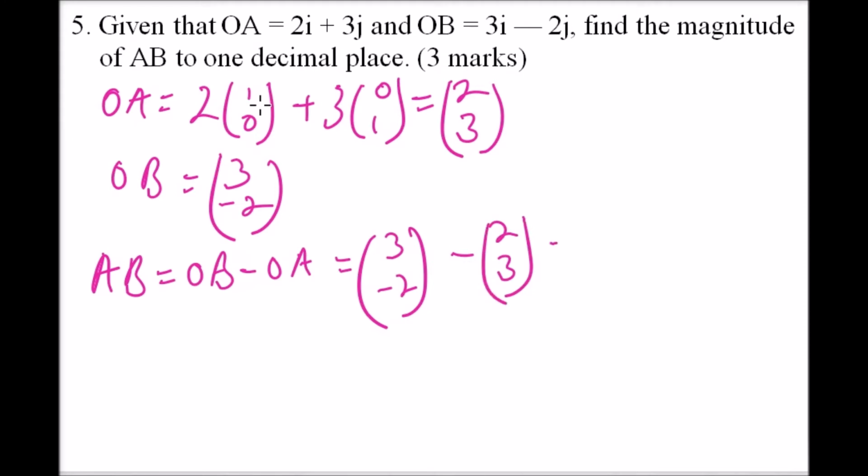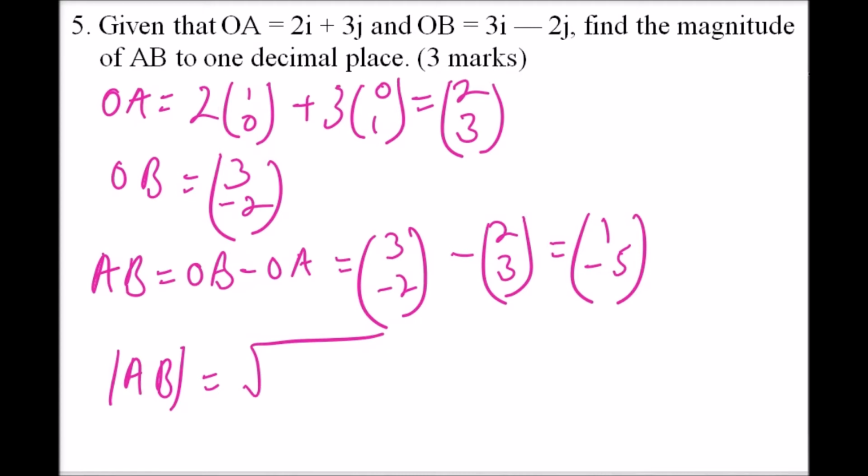So that should give us 3 minus 2, that will give you 1, minus 2 minus 3, that is minus 5. So you get minus 5 there, close the bracket. The magnitude of AB, we get the magnitude by getting the square root of the squares of our elements here in our column vector. So the square root of 1 squared plus minus 5 squared.